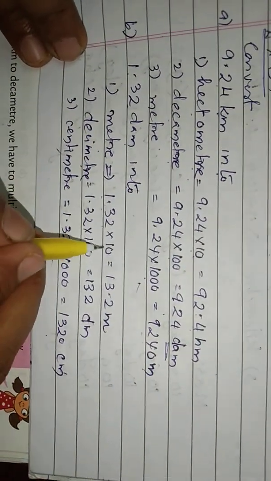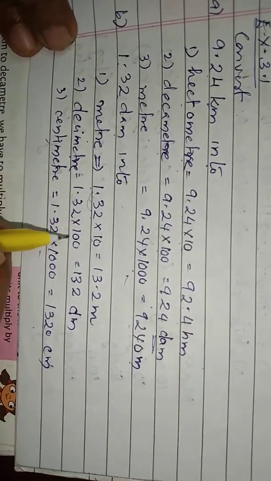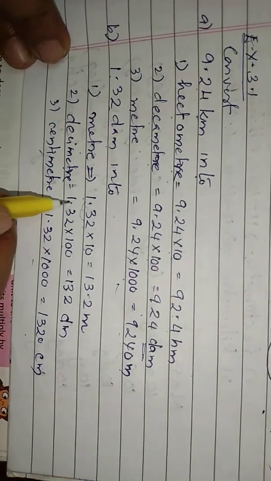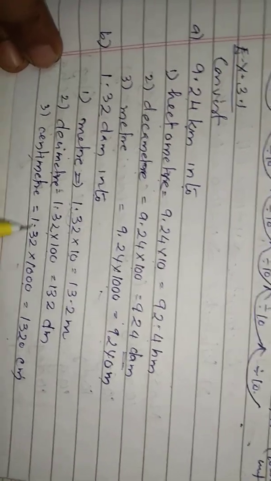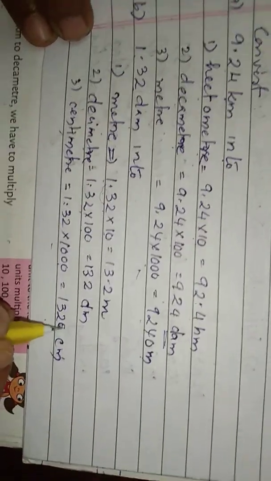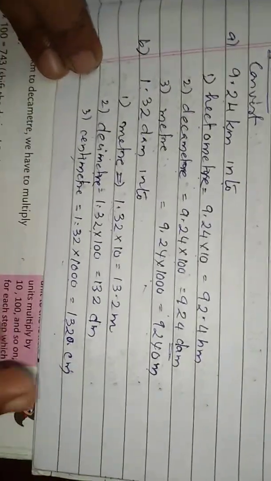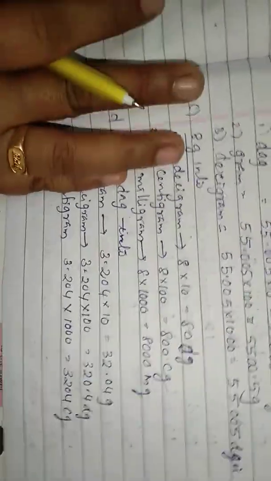Here is 1.32, multiplying by 10, move one place to the right. Here we are multiplying by 100, move the decimal 2 places to the right. Here we are multiplying by 1000, so the decimal moves 3 places to the right. There are only 2 digits, for the third one we put a 0 and put the decimal. Just like that we can convert.